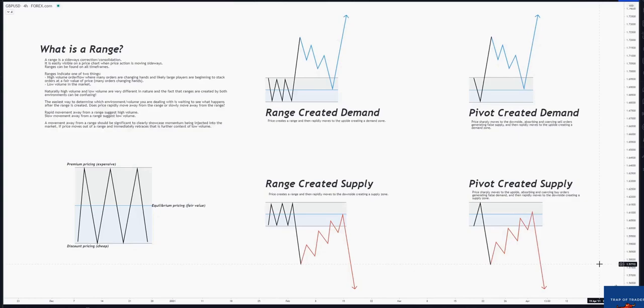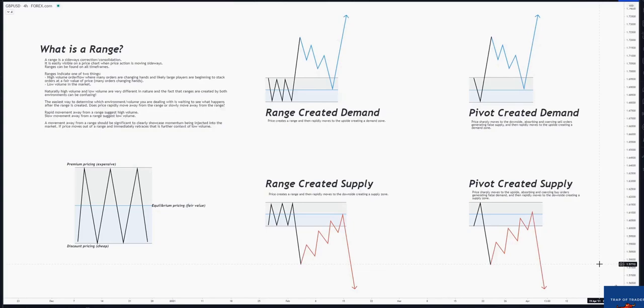You'll know when price is consolidating and moving sideways. One thing to note is ranges can be found on all time frames, and sometimes you need to look up a time frame in order to see that you actually truly are in a range if you're too zoomed in. Ranges indicate one of two things. One being high volume order flow where many orders are changing hands and likely large players are beginning to stack orders at a fair value in price, which basically means that demand and supply are changing hands quite rapidly, but eventually you do see a large move to the upside or the downside depending on which side of the market is being traded. But again, it comes back to that concept of supply and demand.